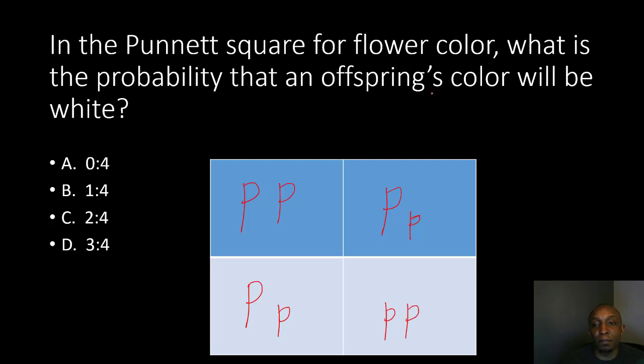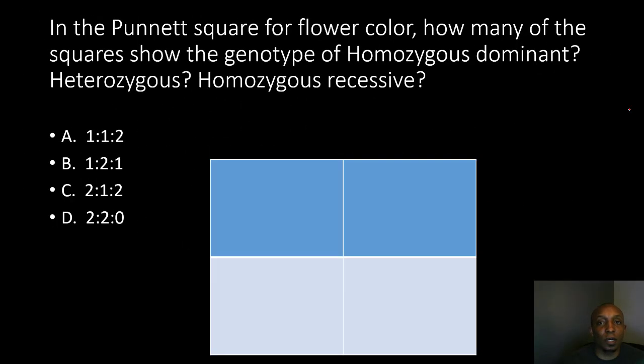And it asks, what is the probability that an offspring's color will be white? Well, there would be a 1 out of 4 chance, because 1 out of the 4 flowers are white. And then on to our last problem.